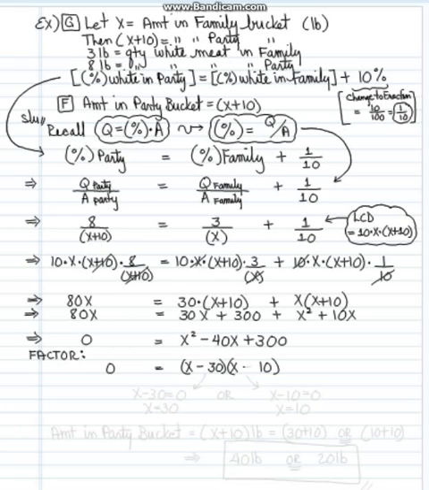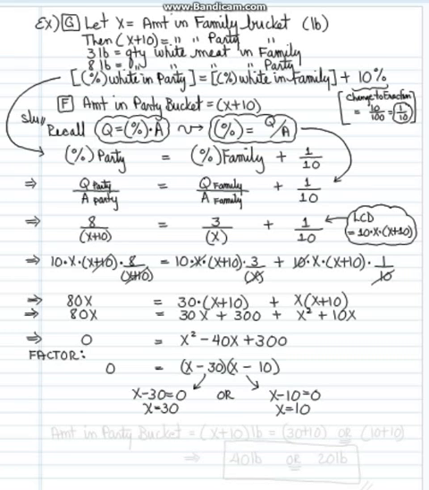Just think about it. First times first gives you x squared. Last times last gives you a positive 300. Product of the outers plus product of the inners is negative 10x plus negative 30x is negative 40x. Okay, so we set each of our factors equal to 0. Since the product is equal to 0, we get x minus 30 equals 0, or x minus 10 equals 0. We solve this, we get x equals 30, or x equals 10. And now we're ready to answer the question.